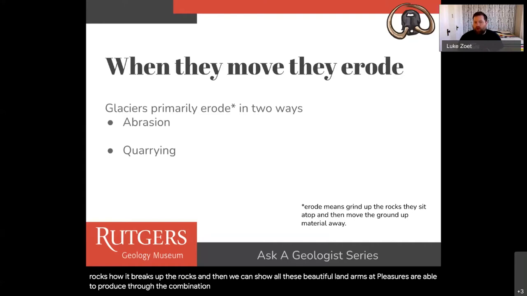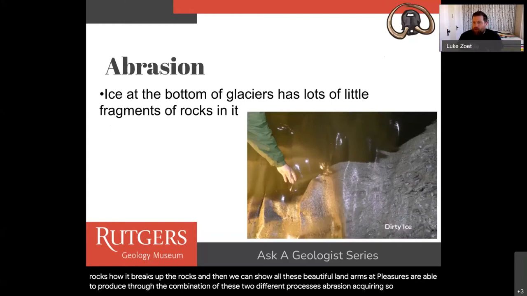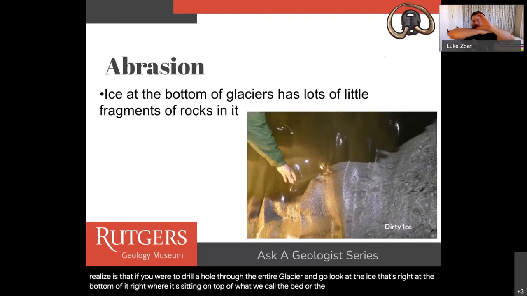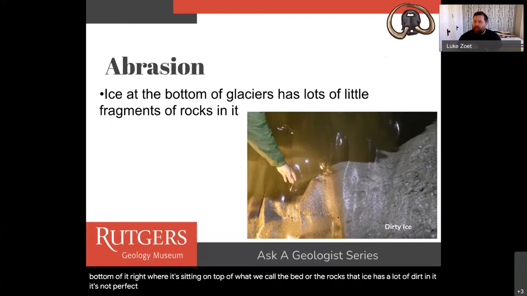So one thing to realize is that if you were to drill a hole through an entire glacier and look at the ice that's right at the bottom of it, right where it's sitting on top of what we call the bed, or the rocks, that ice has a lot of dirt in it. It's not perfectly clear like the ice you'd get out of a lake or that you make in your freezer. It incorporates all of this debris that it's ground up in other places.